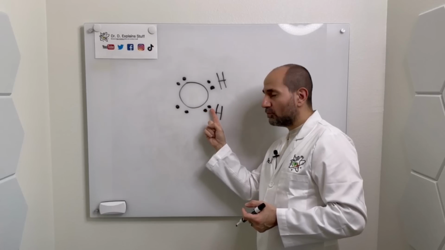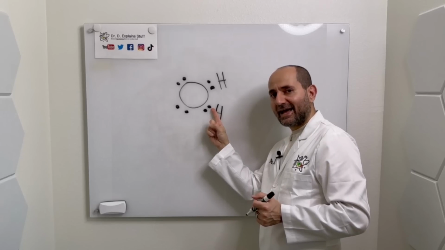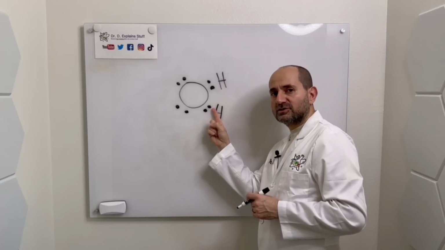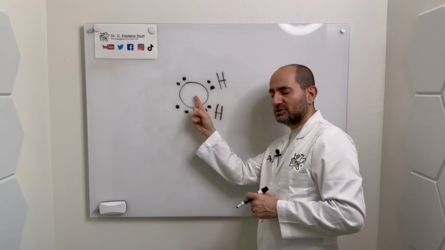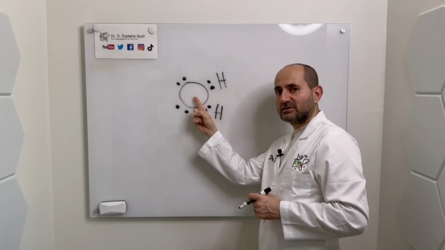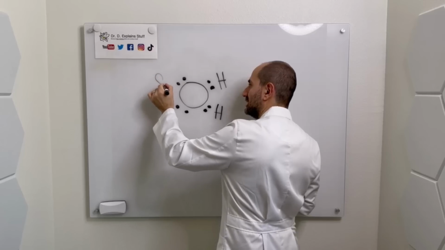Well, think about it. What charge are these electrons? What charge do electrons have? They have a negative charge. And that negative charge is spending too much time where? That negative charge is spending too much time with this oxygen. That means that this oxygen starts becoming partially negatively charged.